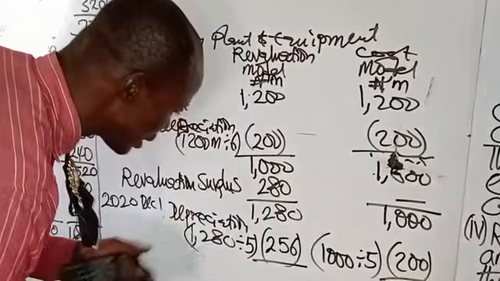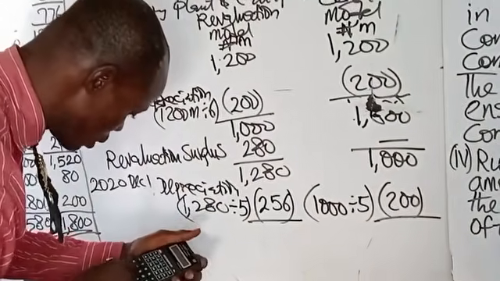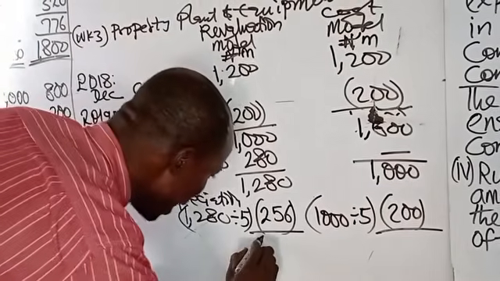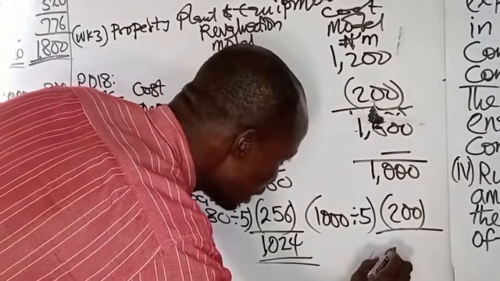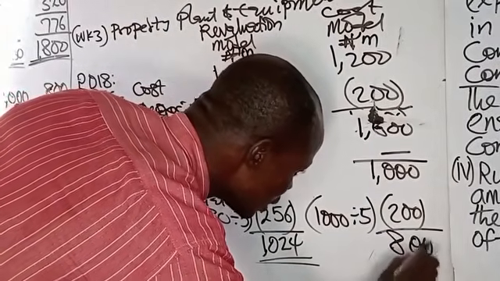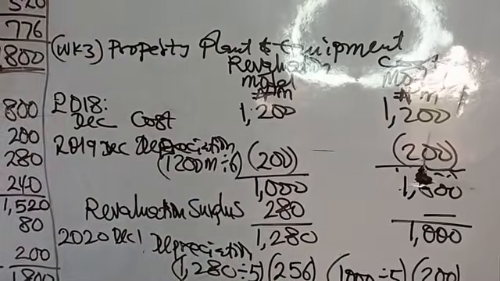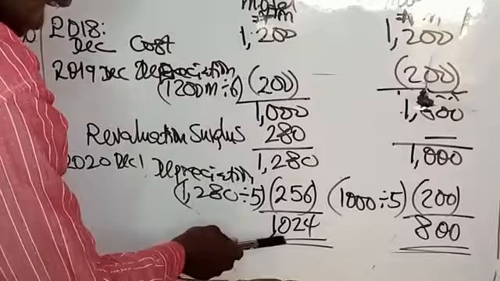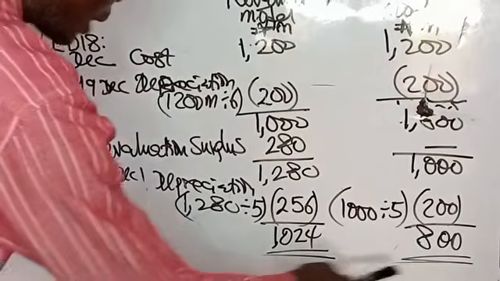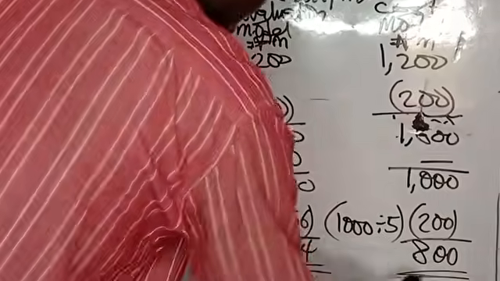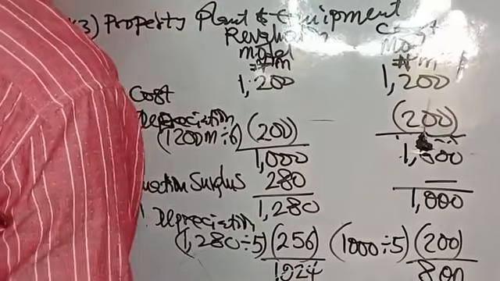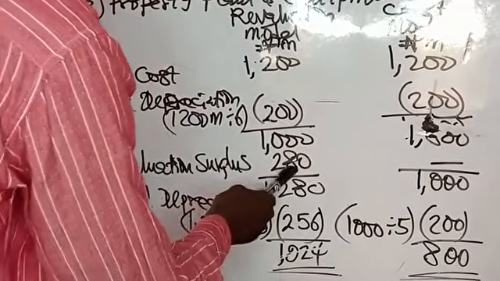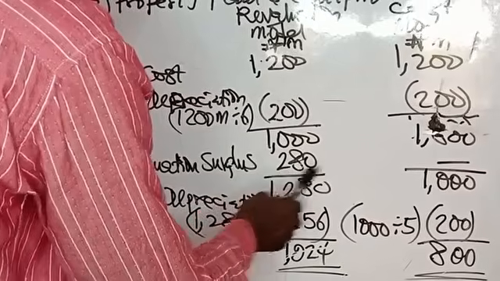So if you subtract 256 from 1,280, you'll be having the carrying amount to be 1,024. And under the cost model, you'll be having 800. In our property, plant and equipment, under the revaluation model we have 1,024, and under the cost model you have 800. You want to migrate from the revaluation model to the cost model. Therefore, the revaluation surplus, which was created as a result of the revaluation model, you are going to derecognize it.